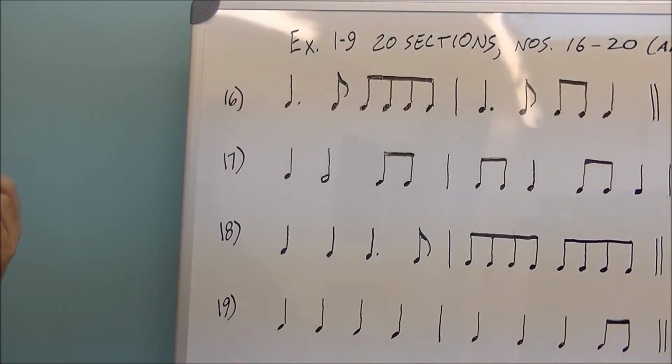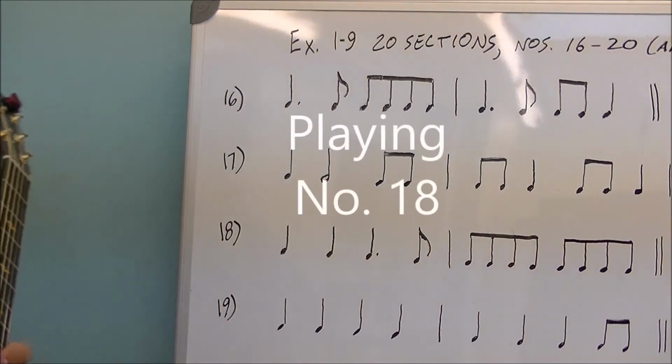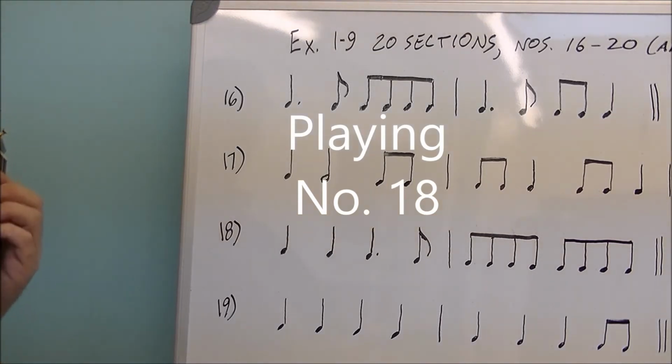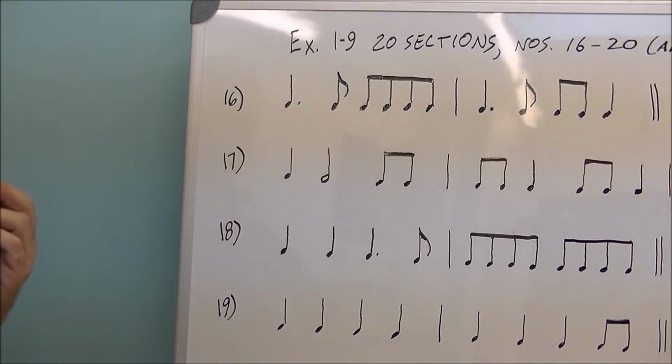Okay, now I'm going to play number 17 with a count. 1, 2, 3, 4. 1, 2, 3, 4, and 1, 2, 3, and 4. 1, 2, 3, 4, and 1, 2, 3, and 4. Number 18 with a count. 1, 2, 3, 4. 1, 2, 3, 4, and 1, 2, and 3, and 4. 1, 2, 3, 4, and 1, 2, and 3, and 4.